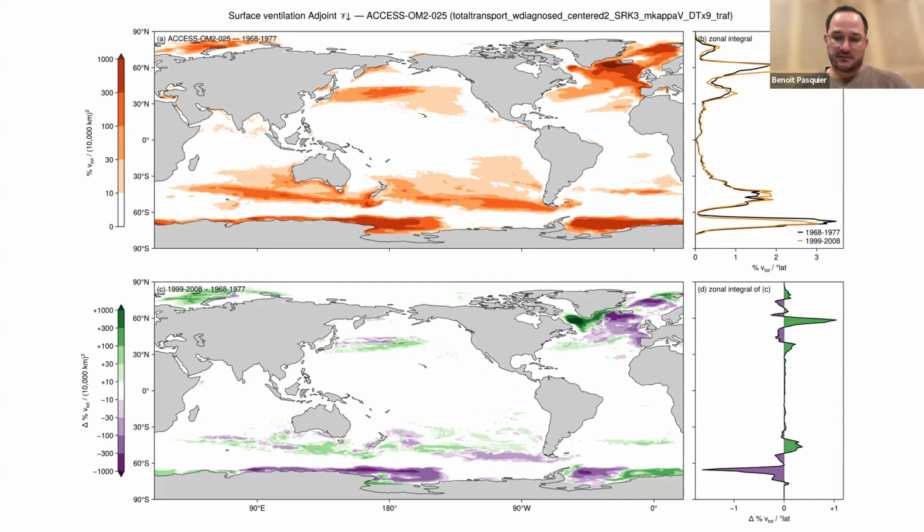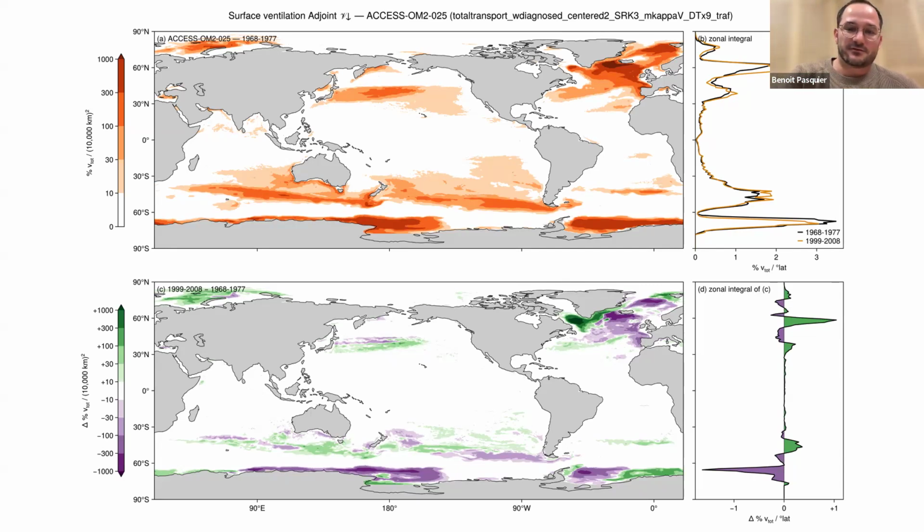We have a decrease in Southern Ocean deep water, an increase overall in North Atlantic deep water, and those shifts are also similar, with a shift from the Nordic Sea to the Labrador Sea and a shift eastward in the Weddell Sea. Okay.